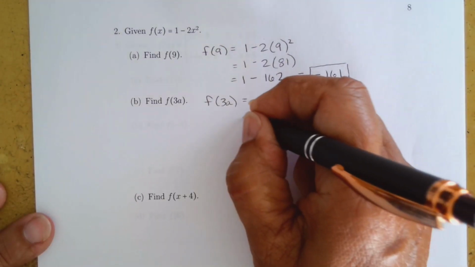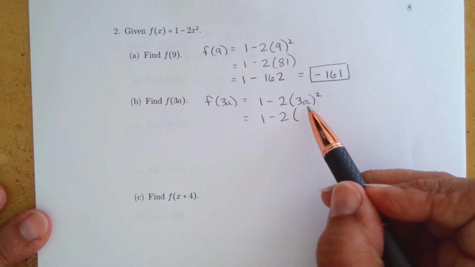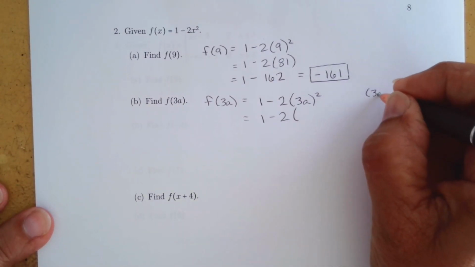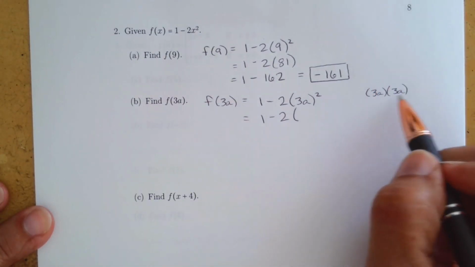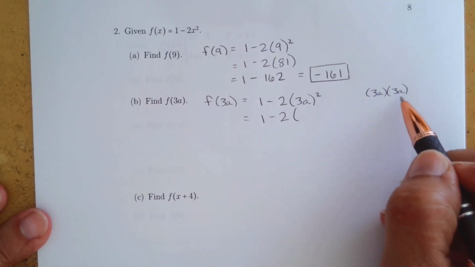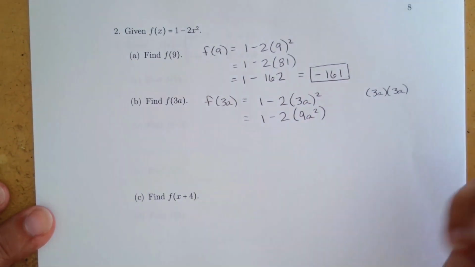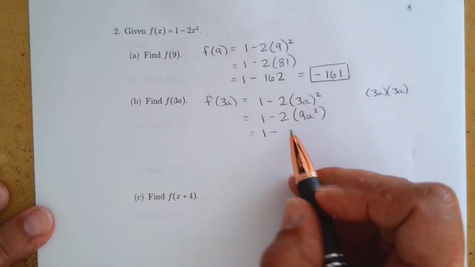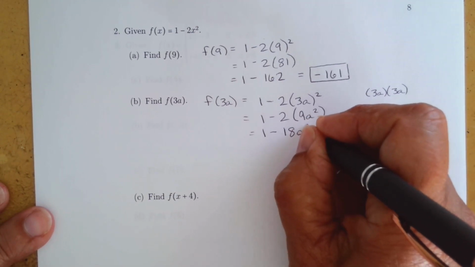All right, so we're going to leave that 1 minus 2 again because the first thing we have to do is square 3a. So 3a squared means 3a times 3a. Okay? So if you multiply that, that's 9a squared. So 9a squared. Okay. Now you're going to multiply. So 1 minus 2 times 9a squared would be 18a squared.